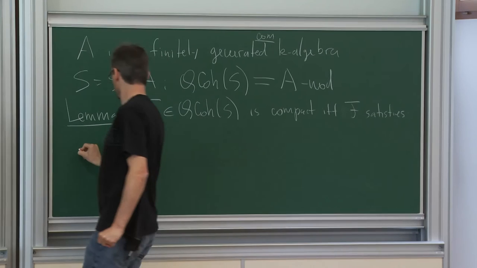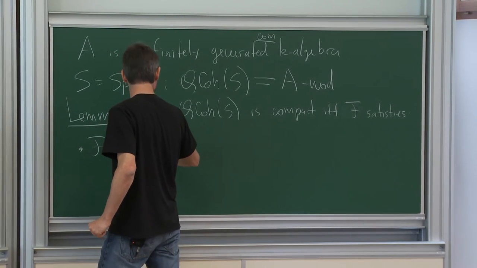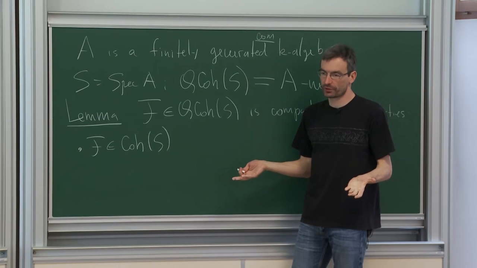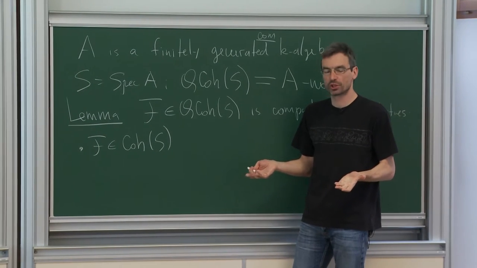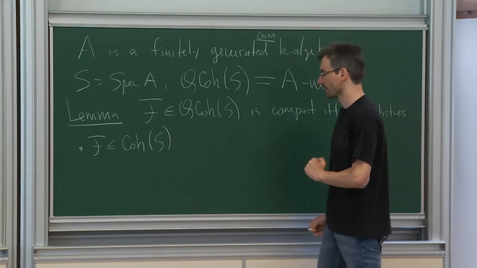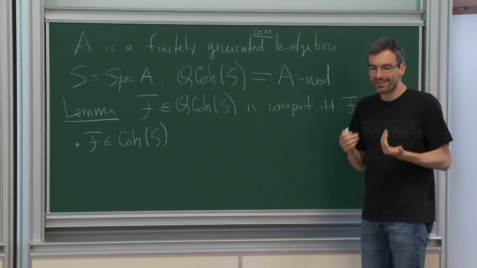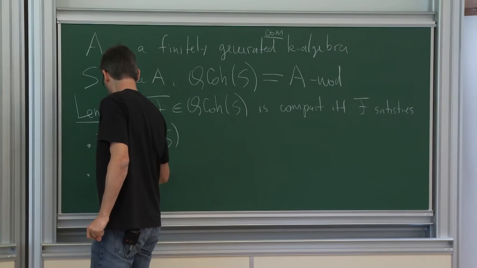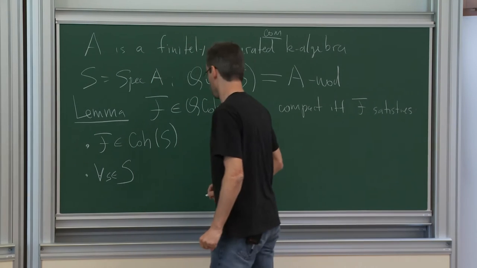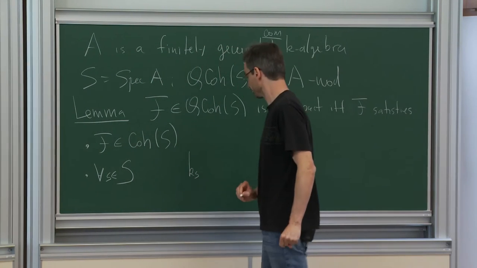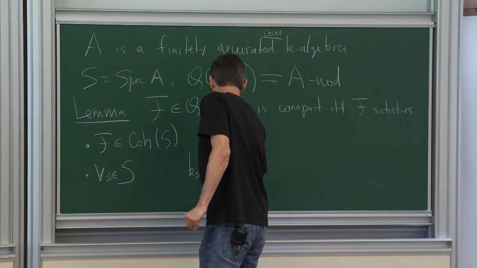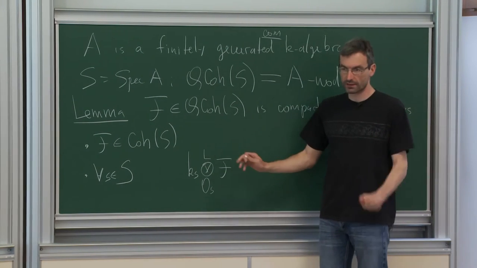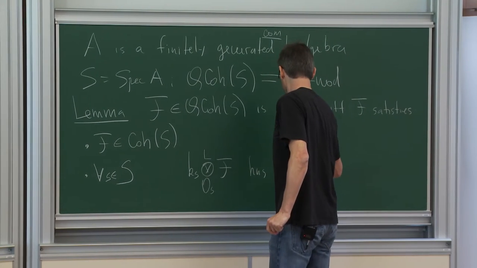So two conditions. One is that F belongs to what I denote by co. So co means finite complex with coherent cohomologies. Again, it's something that more classically would be denoted by D^b co. I don't like to write D. So finite complex with coherent cohomologies, and there is an extra condition, that it has a finite tor dimension. So for every point of S, let's denote by k_S the skyscraper. We form this derived fiber, and it has finitely many cohomologies.